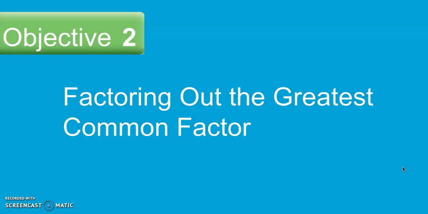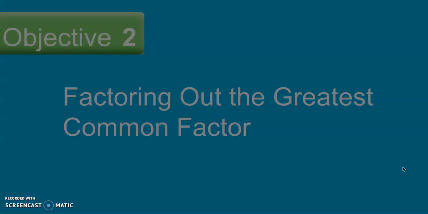Objective 2, factoring out the greatest common factor. So we talked about greatest common factor in a previous section. Now we are going to continue. When we are factoring again, you're going to get a trinomial. Now, when we talked about factoring, all it is, is division. So you're going to ask yourself which number or which variable divides into all pieces.